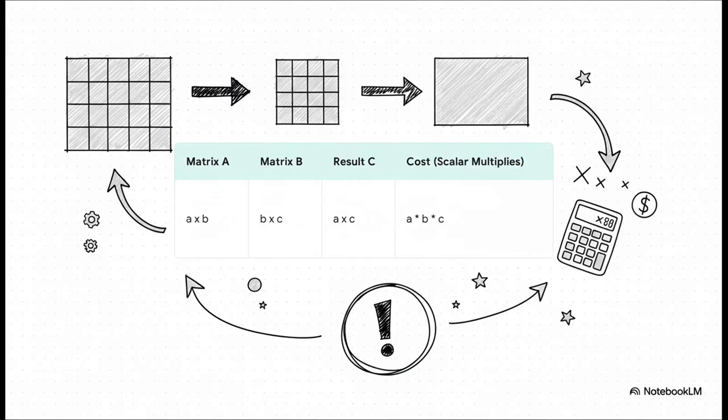Okay, and this right here, this is the whole key to the puzzle. To multiply an A by B matrix with a B by C matrix, the total number of little multiplications you have to do is A times B times C. This one little formula is the entire reason the order matters so much.